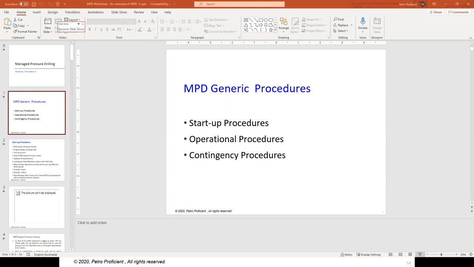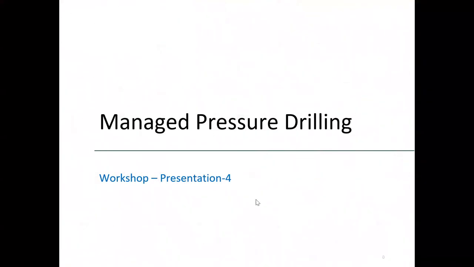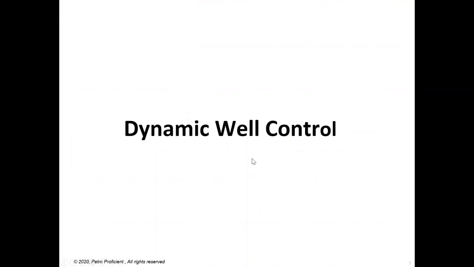What is more important is to have interaction and continuously evolve and upgrade our knowledge, because the industry is evolving and changing, and you will gain additional information and knowledge. So you can pitch to the relevant employers, and knowing your background and your knowledge, they can help you in a much better way in assessing your employability potential. So let's look at the fourth topic of today's discussion, which is dynamic well control.